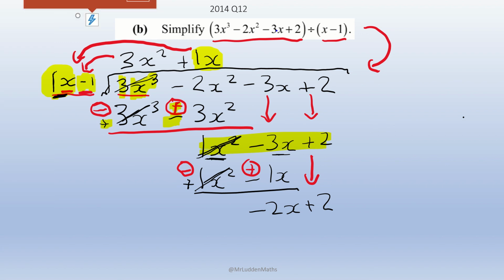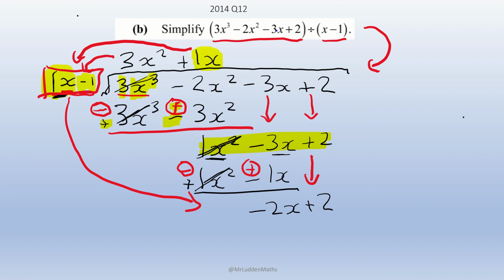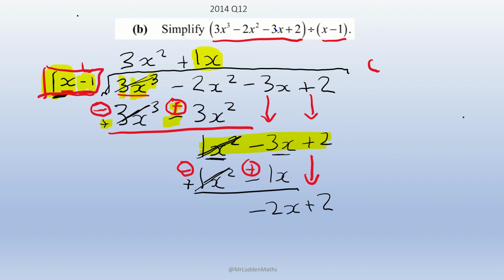Now, last thing I have to do. Right now I have a remainder. I have my minus 2x plus 2. So I'm hoping that the last time that I divide this into this, I get 0 as my remainder at the very end. So let's see if that works. And I'm just going to take away a few of these lines that I don't need anymore. Okay. So I need to find out how much this guy here goes into my minus 2x plus 2 at the end.